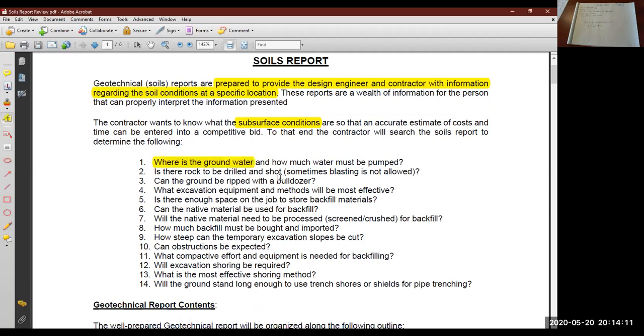So for instance, what elevation is the groundwater at? Is there rock in the ground? Another one here, can the native excavated material be used for backfill? The soils report will tell you that. Do you have to dispose of all excavated material, or can you keep some of it to put back into the excavation?